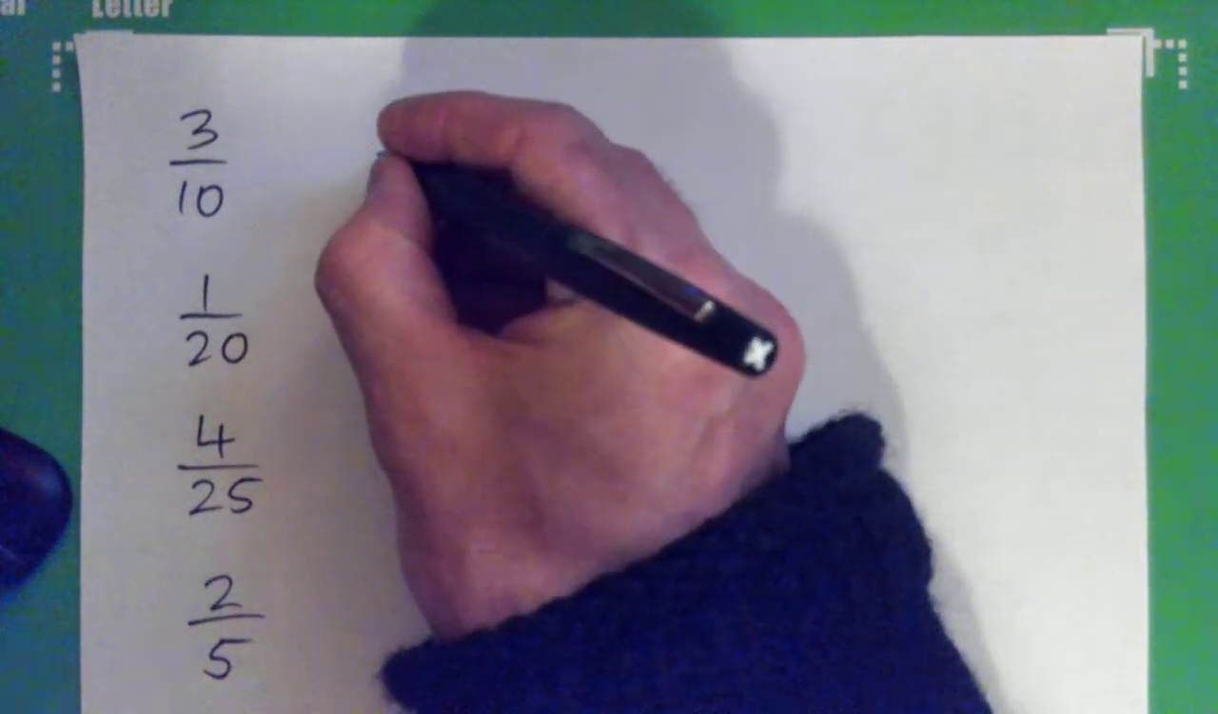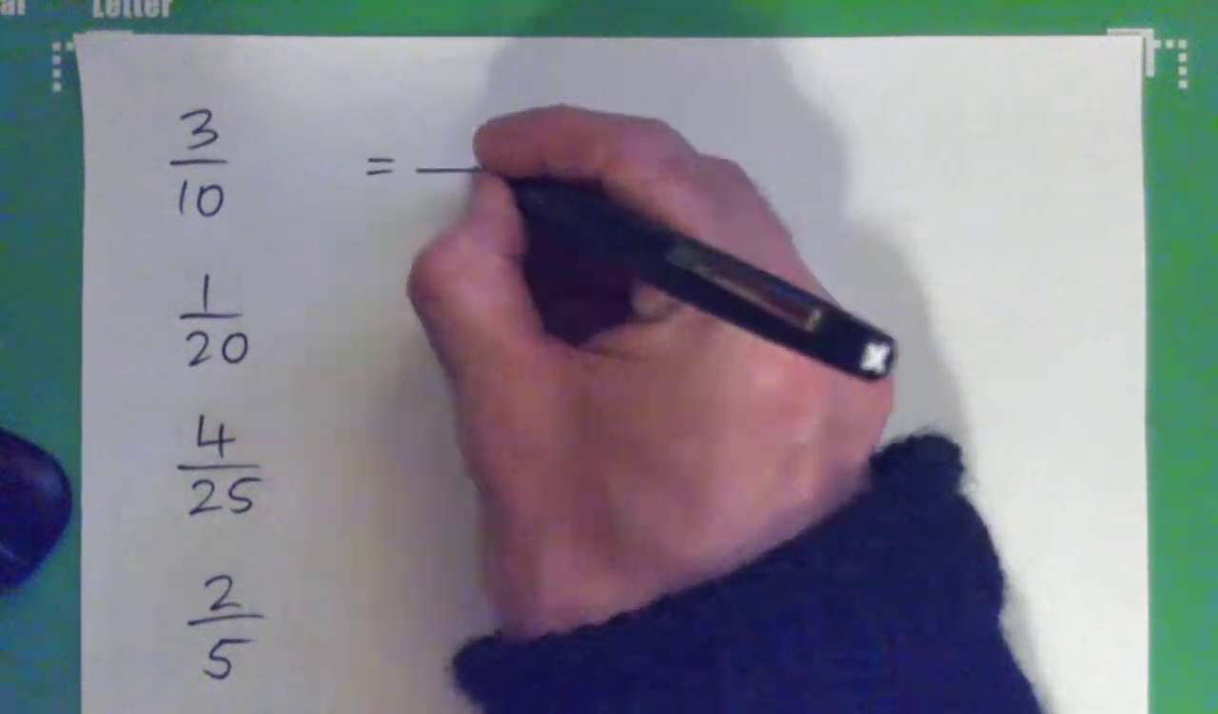So we have these four fractions, and we want to write each as an equivalent fraction with denominator 100. Then write the original fractions in order from smallest to largest. So I want this 3/10 to be something over 100.